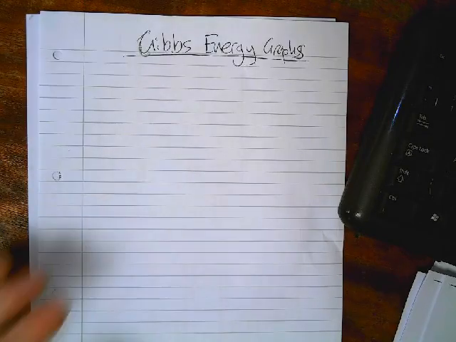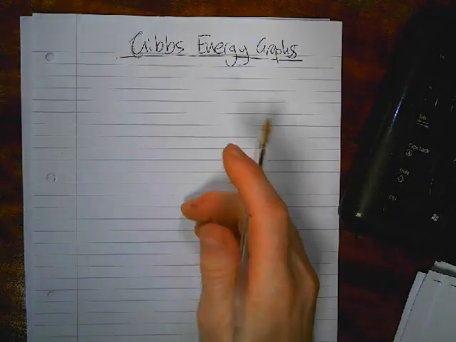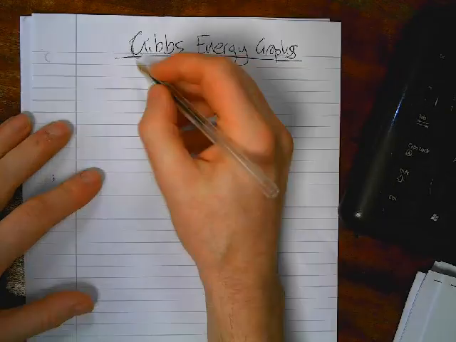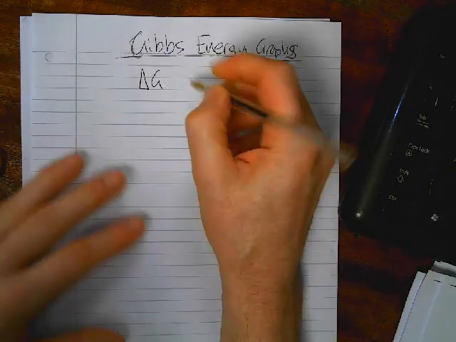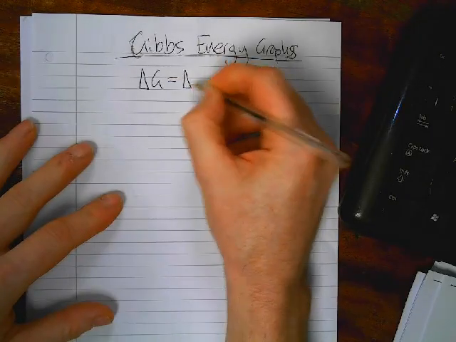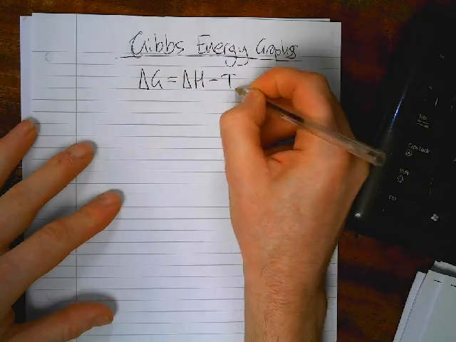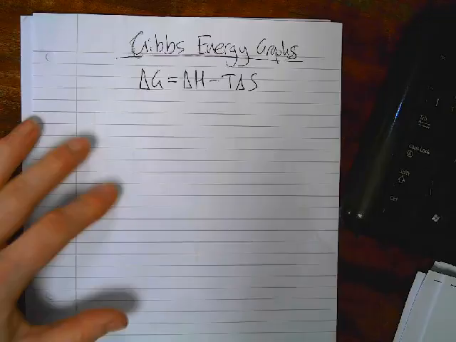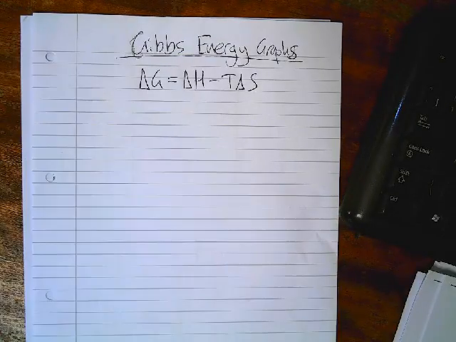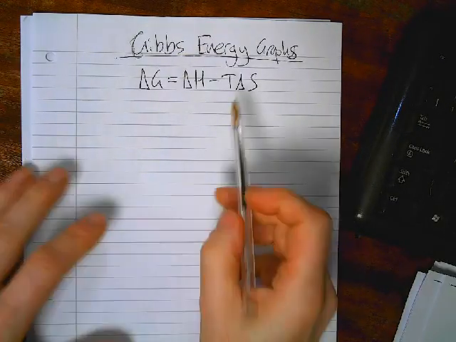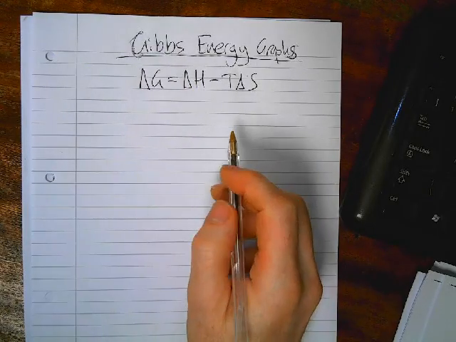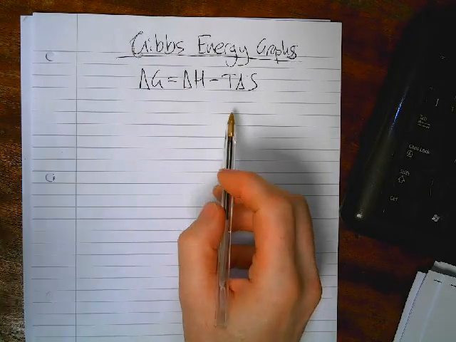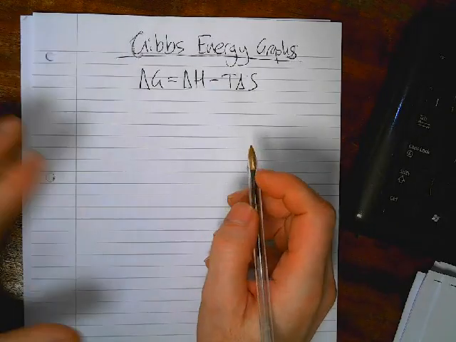Okay, so this lesson is going to be on Gibbs energy graphs. So we all know already that if you want to work out the Gibbs energy, it's delta G equals delta H minus T delta S. What we're going to be looking at in this bit is how this formula can be matched to the equation for a straight line graph.